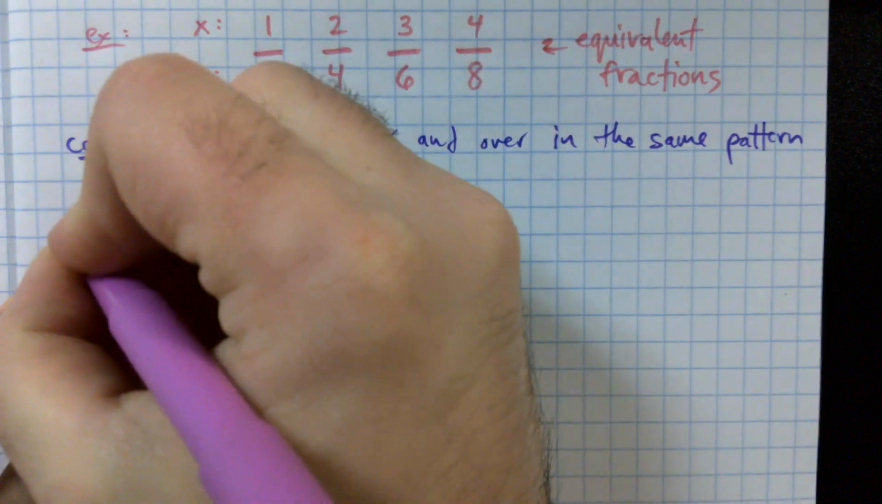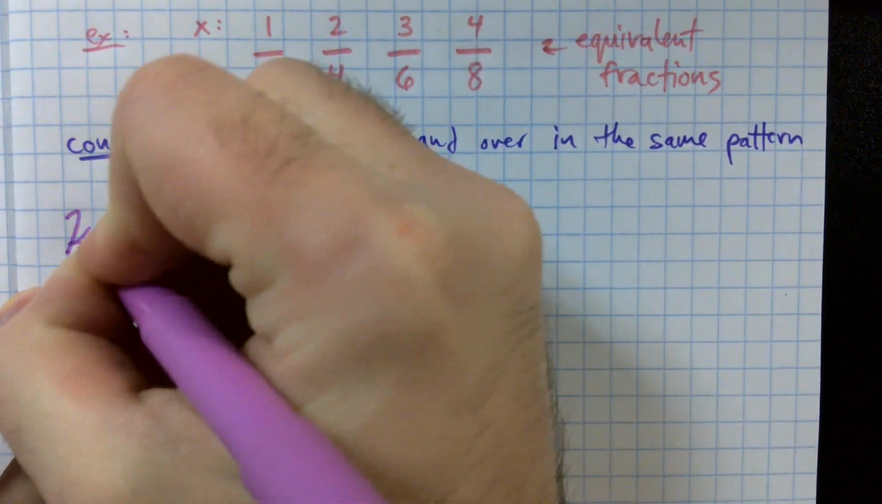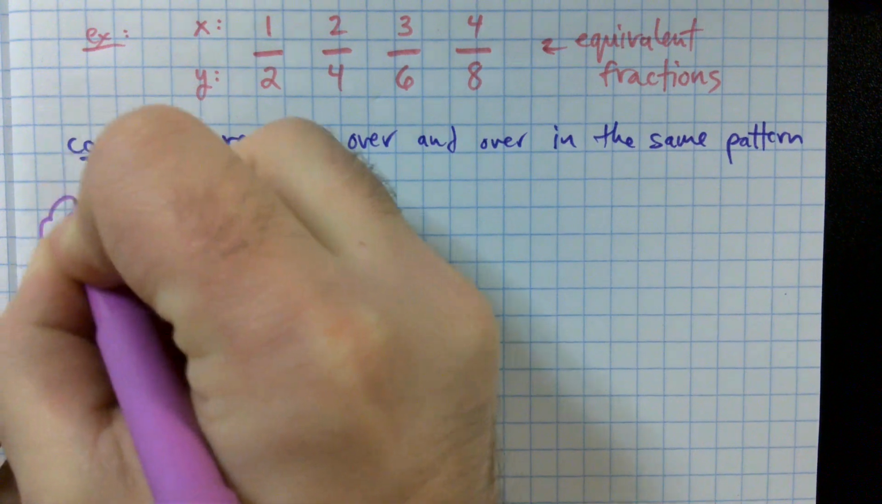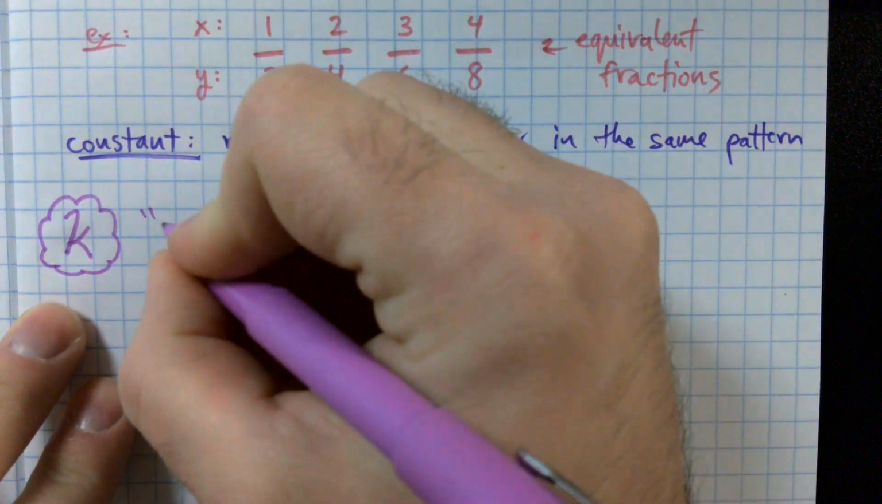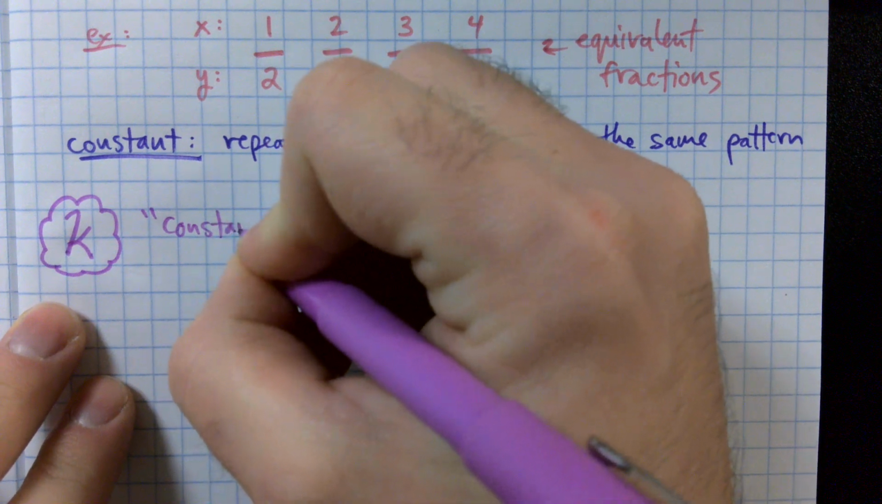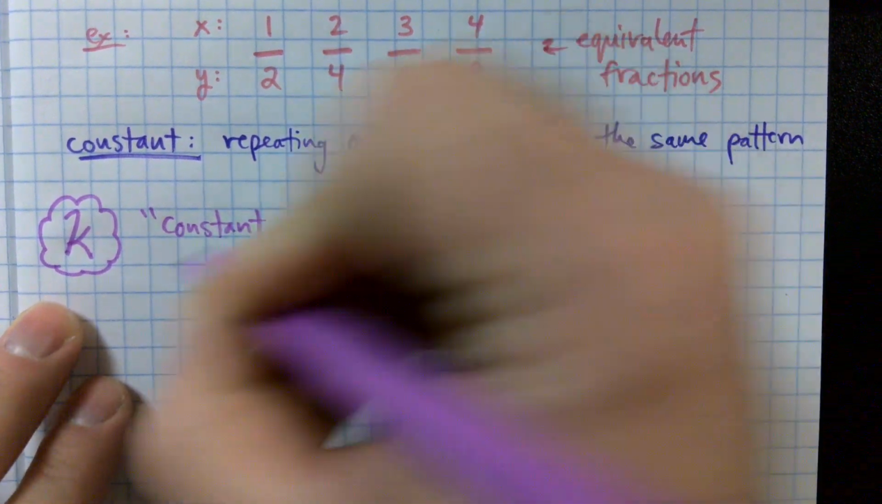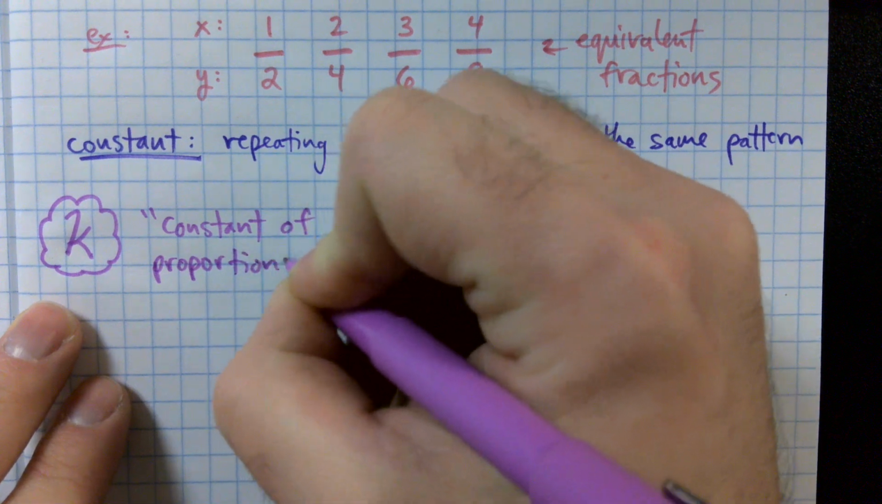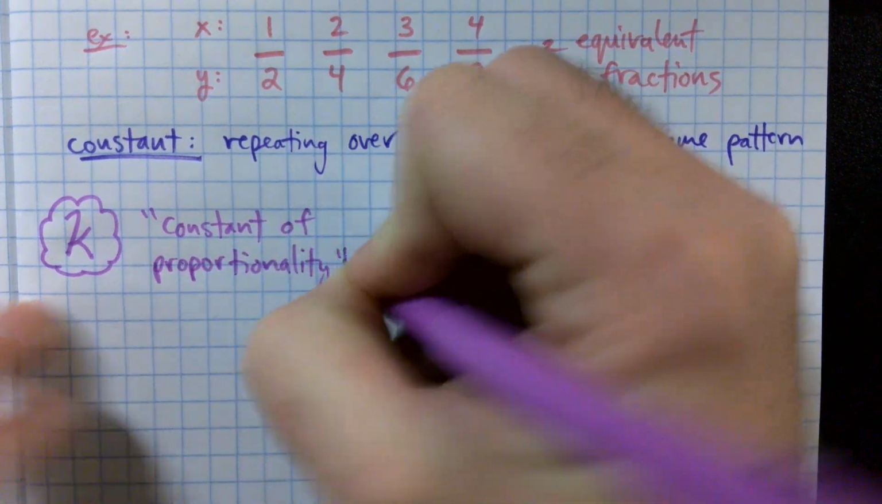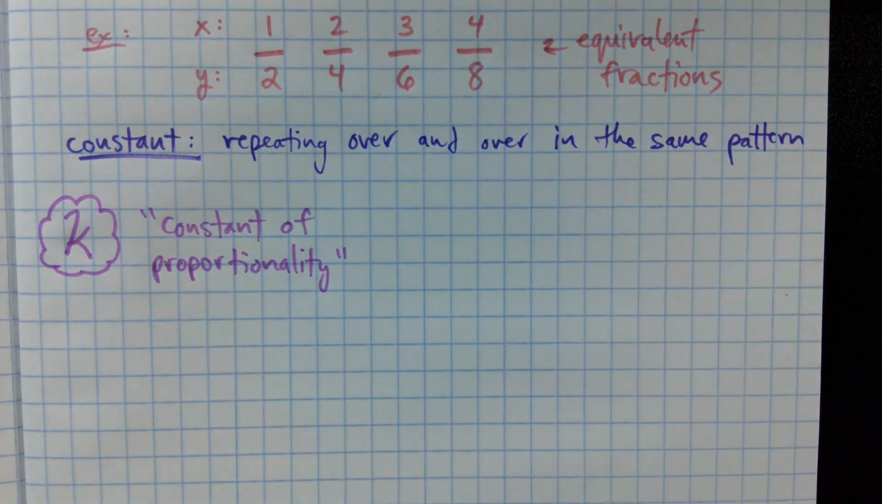So we're going to talk about this idea of the letter K. And what K stands for, welcome back, is the constant of proportionality. It's a hard word to spell, so take your time. Represented by the letter K.